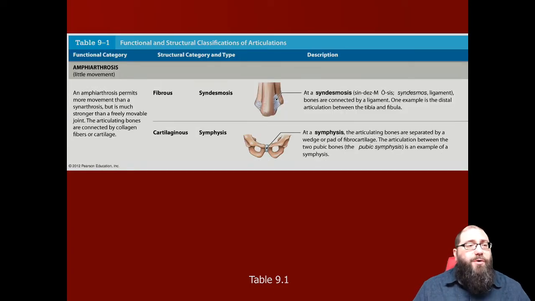In our amphiarthrosis, you'll see the amphiarthrosis is over on the left-hand side for the functional category. Structural category, we've got more fibrous, more cartilaginous. We've got a syndesmosis and a symphysis. So this syndesmosis is the fibrous between tib-fib, that we talked about. And then cartilaginous, this symphysis right here is our pubic symphysis. This is where cartilage holds two bones together.